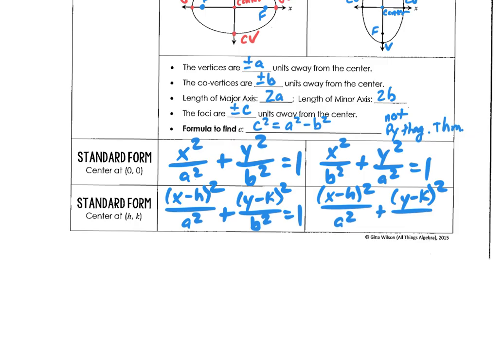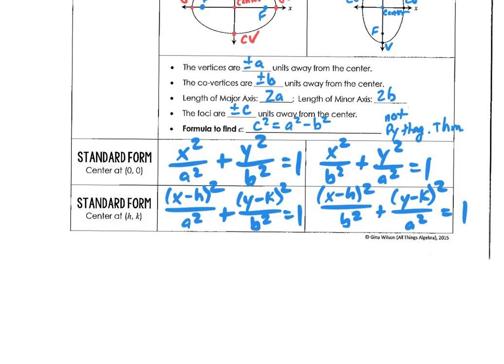Oops. A squared should be over here. Sorry about that. B squared should be here, and still equals 1. Okay, so those are our 4 different types of ellipse equations, all very, very similar to one another.